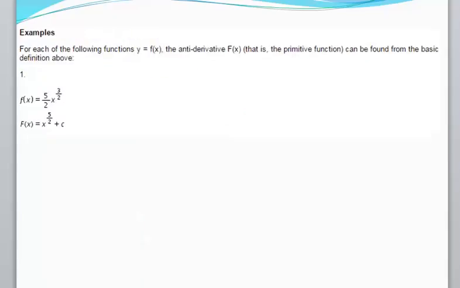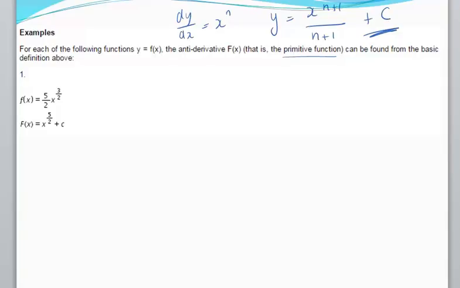We've got some examples here. For each of the following examples, we want to find our antiderivative or the primitive function. So we follow our process from before. We said dy on dx is equal to x to the power of n, so y is equal to x to the power of n plus 1 divided by n plus 1, plus c, our constant. Don't forget our constant.